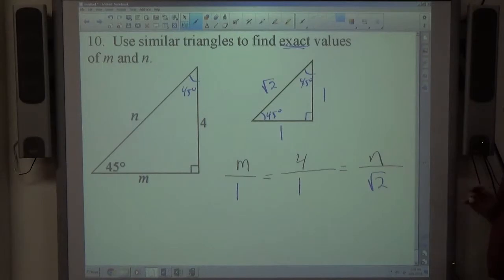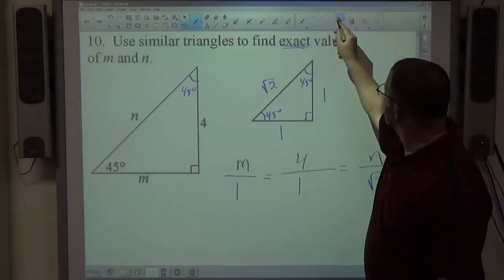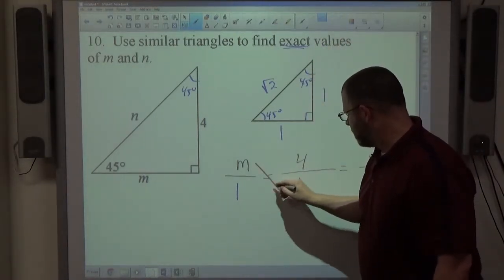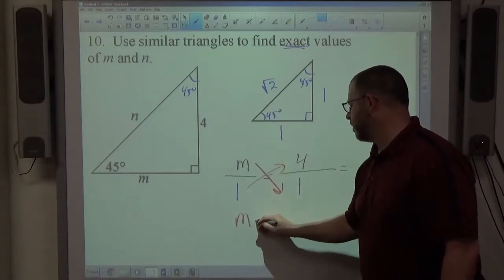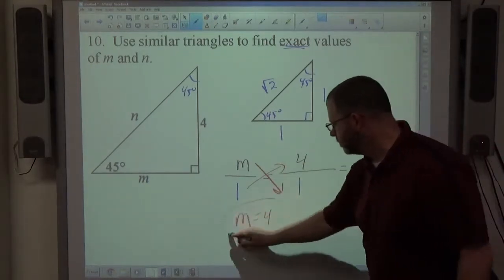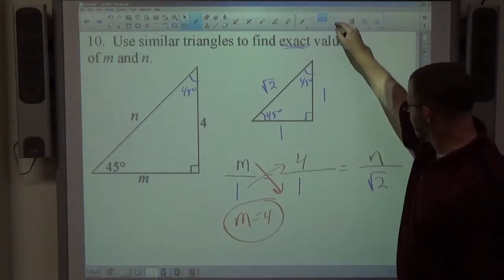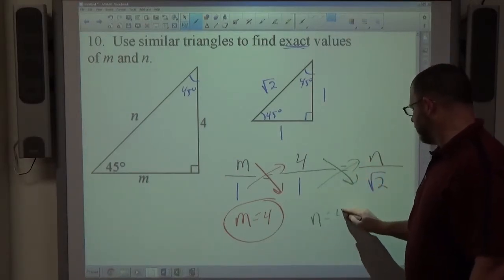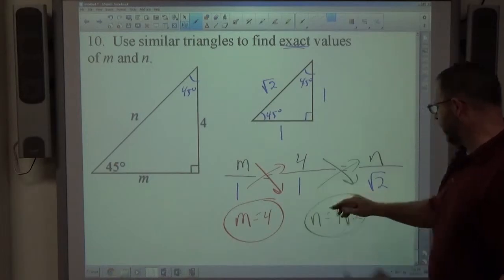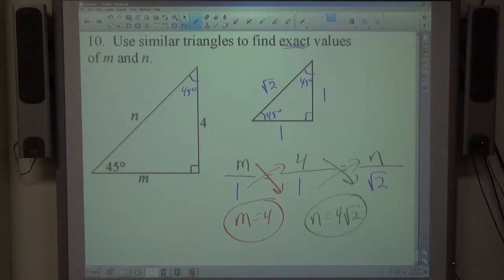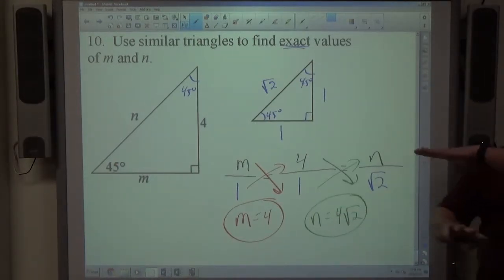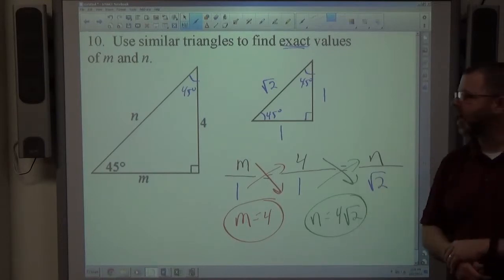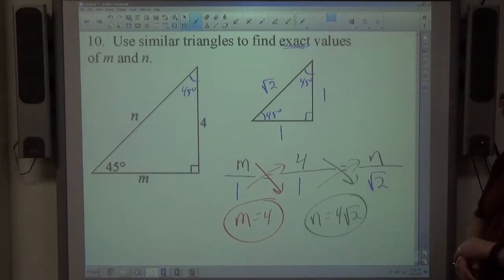So if I just cross multiply, this is m equals 4. That's the exact answer for m. And this one is going to be n equals 4 times the square root of 2. That's the exact answer for that one. The only other thing that might happen on a problem like this is if you divide by a square root of 2, then of course multiply top and bottom by the square root of 2 to fix it. But again, that's pretty much how it's going to look on the test. I would expect it to work similarly.